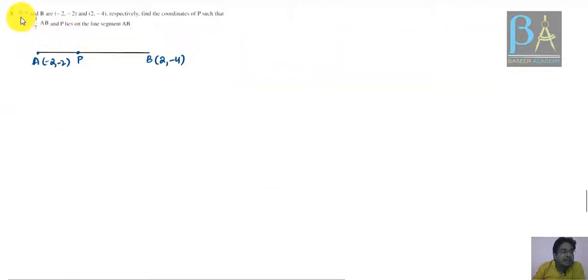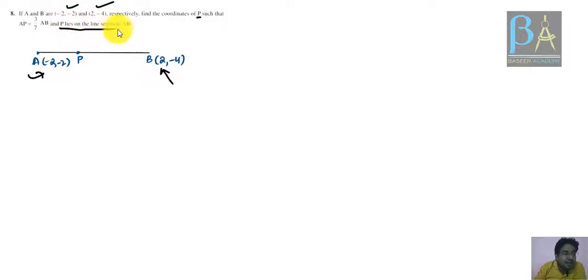Now question number 8, it says if A and B are (-2, -2) and (2, -4) respectively, find the coordinates of P such that AP is equal to 3/7 AB and P lies on the line segment AB. So I have drawn a line segment AB whose coordinates are already given to us, and now it says the point P lies on the line segment AB. So I've mentioned a point P which is lying on the line segment AB. Now I want to find out the coordinates of the point P.